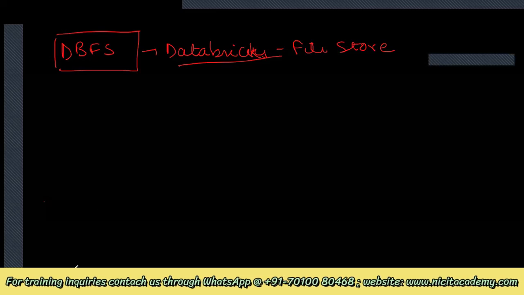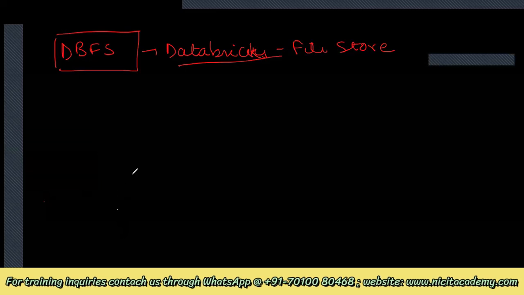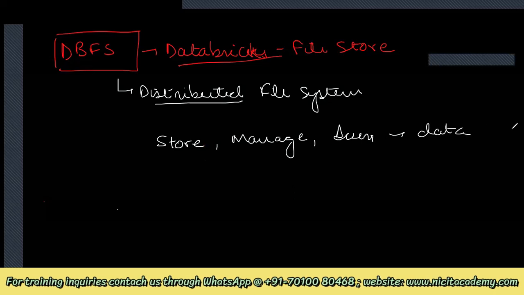All right, I don't know why the other pen is not working. It's fine, we can work with this. Now, DBFS, which stands for Databricks File Store, is a distributed file system. This distributed file system will allow you to store, manage, and access data that you are going to store in various formats such as your CSV, JSON, XML, Parquet, right? So various formats in which your data is present.